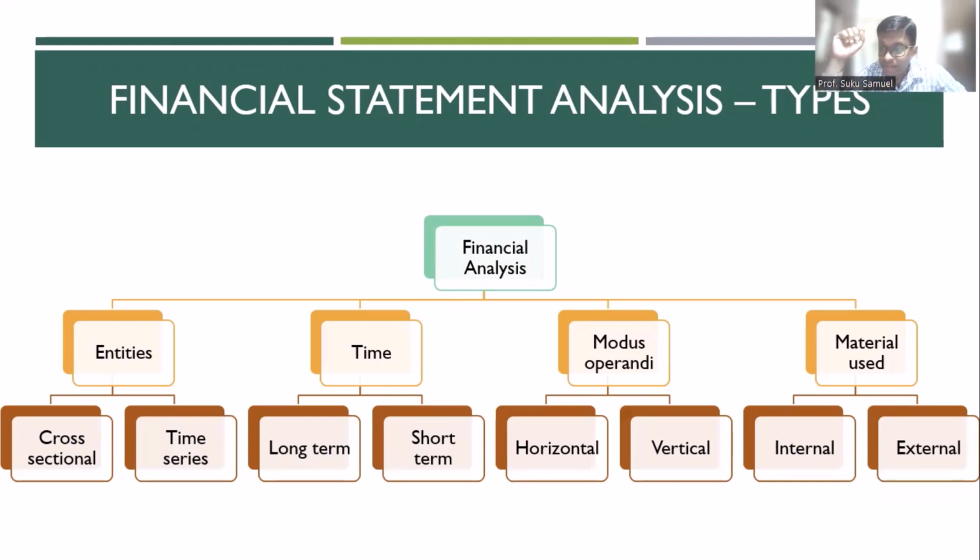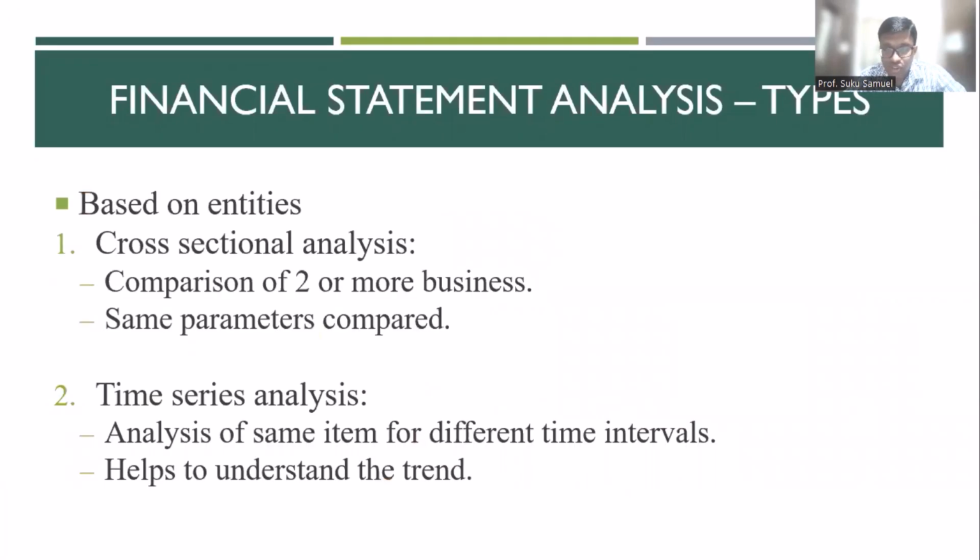So I'll repeat this. Financial statement analysis can be classified into four. The four classifications are entity, time, mode of operation, material use. Now we will talk in detail about these classifications one by one. The first classification is based on entity. Based on entity, we have two classifications. One is called cross-sectional analysis. Next is called time series analysis.